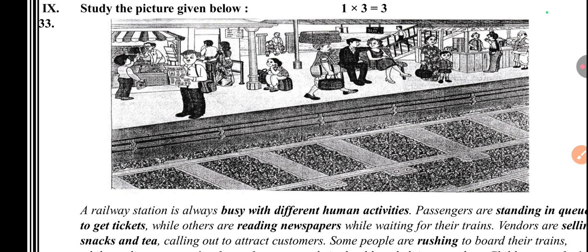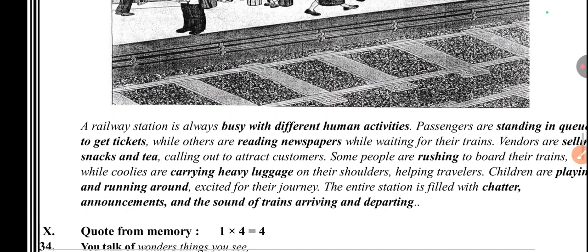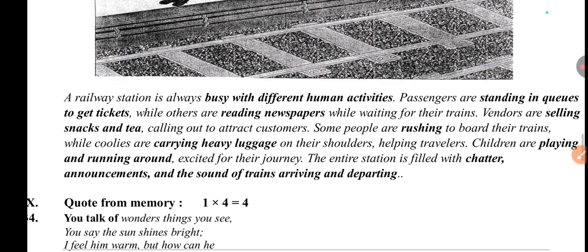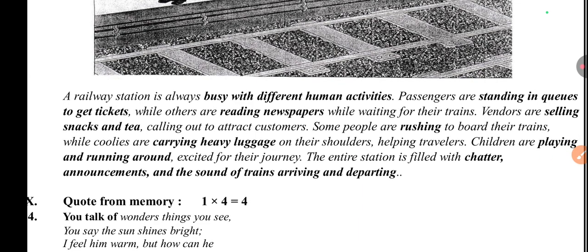Question number 9. Study the picture given below. Here, some passengers are waiting on a platform for a train. A railway station is always busy with different human activities. Passengers are standing in queues to get tickets, while others are reading newspapers while waiting for their trains. Vendors are selling while coolies are carrying heavy luggage on their shoulders, helping travelers. Children are playing and running around, excited for their journey. The entire station is filled with chatter, announcements, and the sound of trains arriving and departing.